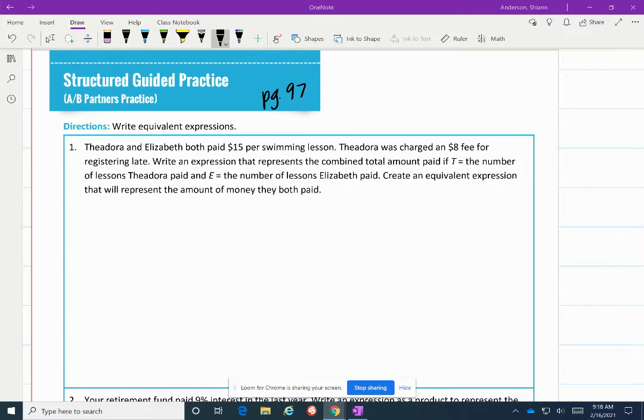Then we're going to go back and read it again by highlighting our key terms. So our key terms are going to be Theodora and Elizabeth both paid for swimming lessons, $15 per swimming lesson. Theodora was charged $8 fee for registering late. Write an expression that represents the combined total amount if T equals the number of lessons Theodora paid and E equals the number of lessons Elizabeth paid. Create an equivalent expression that will represent the amount of money they both paid.